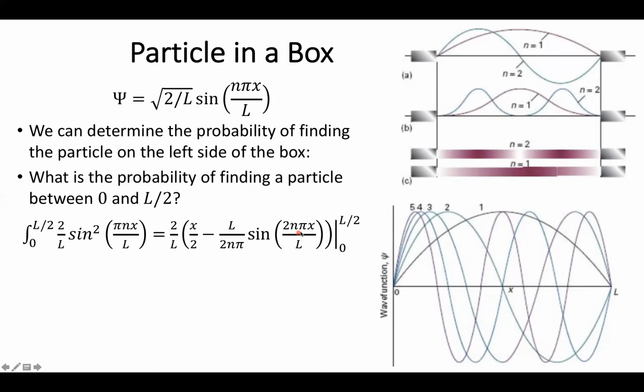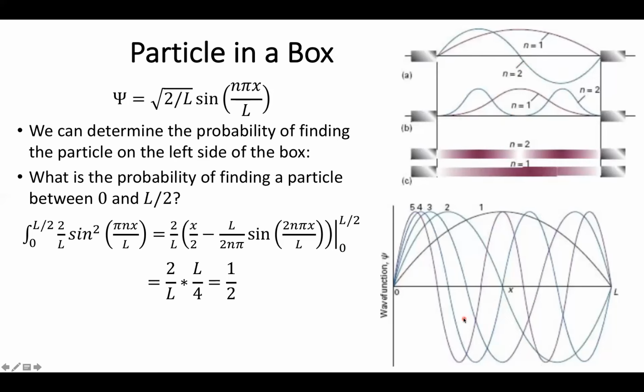Again, if I have L halves, I'm still left with values of n pi, so no matter what our n is, this will still end up dropping out. All I'm going to be left with is L halves over 2, or L fourth, times my normalization constant. So this gives me 1/2. It turns out I've got a 50% probability of being found on the left side of the box. Notice that this doesn't depend on what energy state I'm looking at. This will always be the case, and hopefully you can inspect that when looking at all of our wave functions visually.